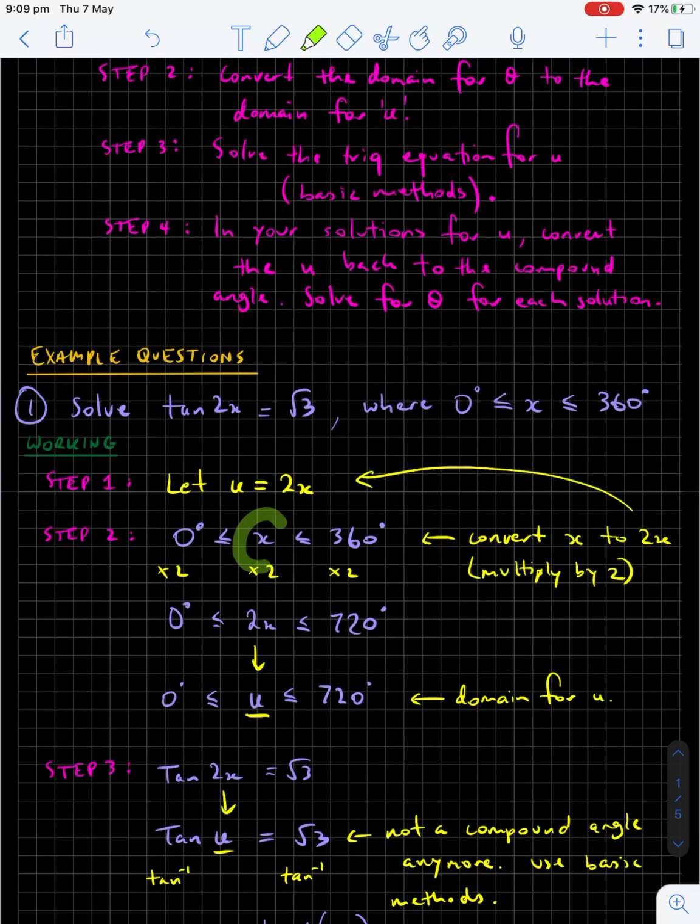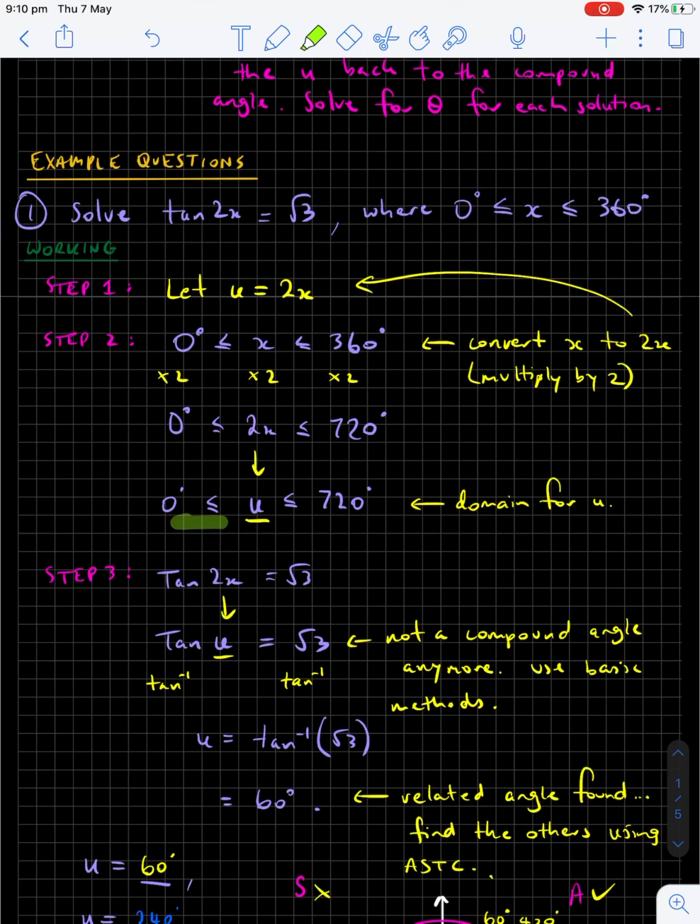The way to do it is to change x to 2x, and then we can change 2x to our u that we want. So how do we change our x to a 2x? Well, we're just going to times by 2. And what we do to the middle, we have to do to the outside numbers as well. So 0 times 2 is 0. 2 times x is 2x. Good. And 360 times 2 gives us 720. And then we can change our 2x to our u. So that was the aim. Now we've got our domain for u. u is between 0 and 720.